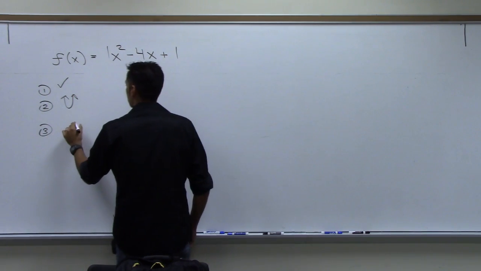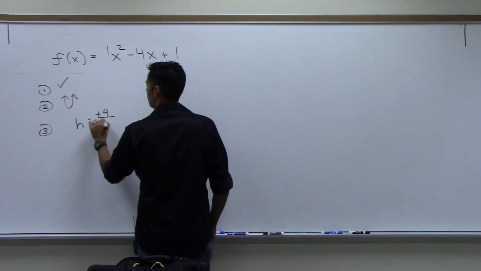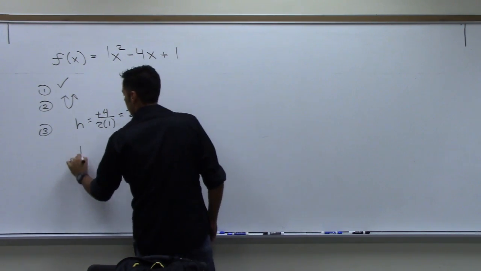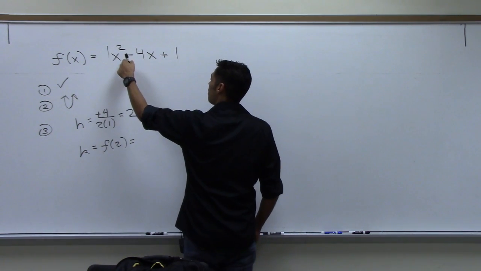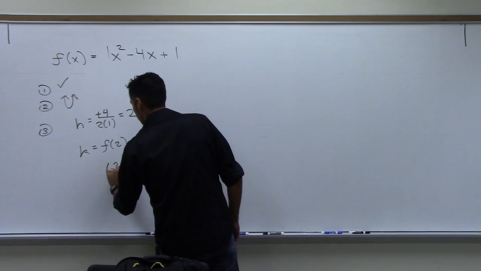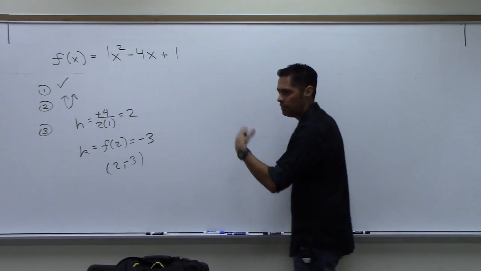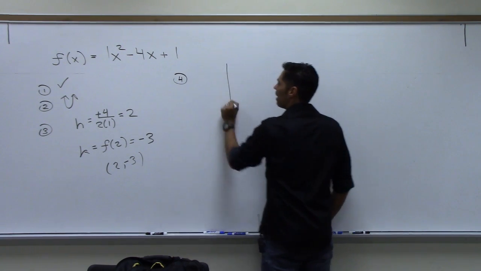The vertex: h is negative b, which is positive 4 over 2 times 1, so that's 2. K, when I get that, I plug 2 into the function. I get 4 minus 8, that's negative 4, plus 1, so negative 3. So I've got (2, negative 3). Okay, with me? You don't have to write all this down, just think through this. Fourth step, quick sketch.